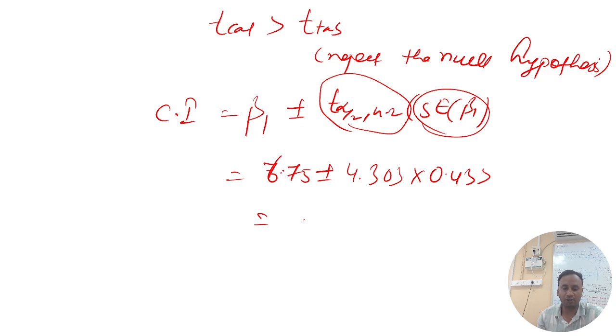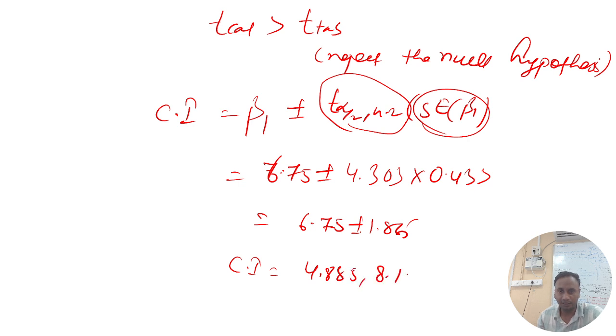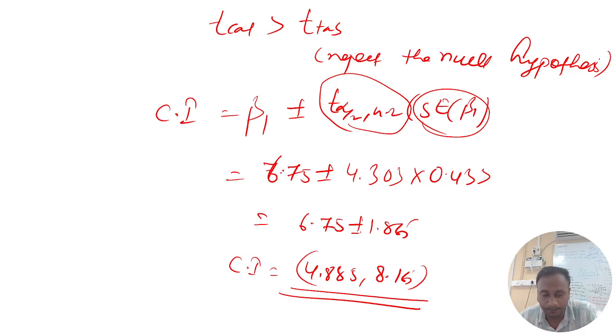0.433. If you calculate 6.75 plus minus 1.865, the confidence interval will become 4.885, 8.165 is the limit. So this is the whole regression in the context of statistical modeling. Hopefully this full problem is clear.